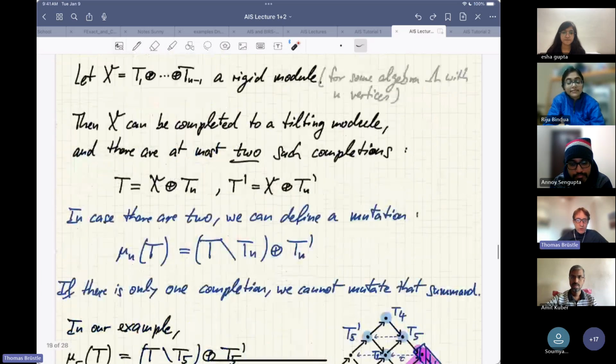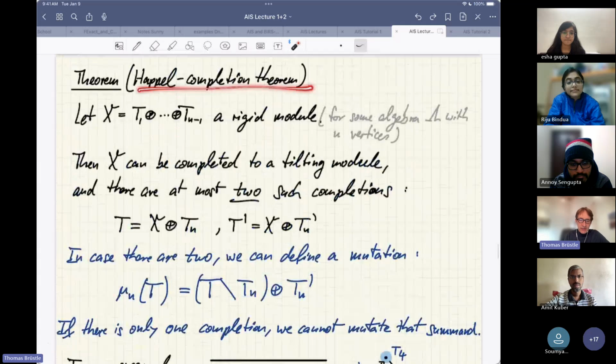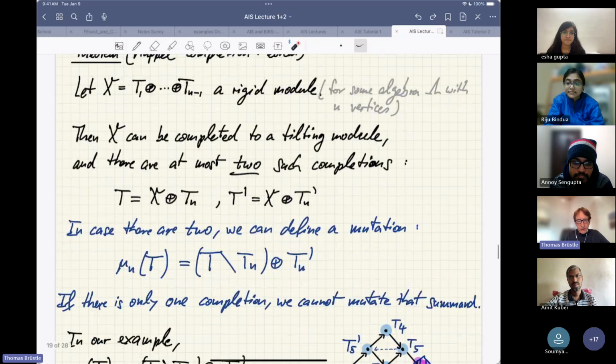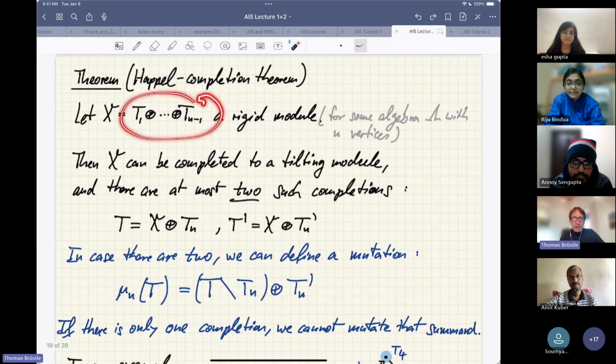And there was one classical result that tells us, when we have n minus 1 summands, so we are missing one summand to be tilting, then a theorem of Happel tells us there is always a completion. We can always complete it to a tilting module. And there are at most 2 ways to complete it to a tilting module. This is the classical theory. This is good. This is fine. Every partial tilting module can be completed to a tilting module.